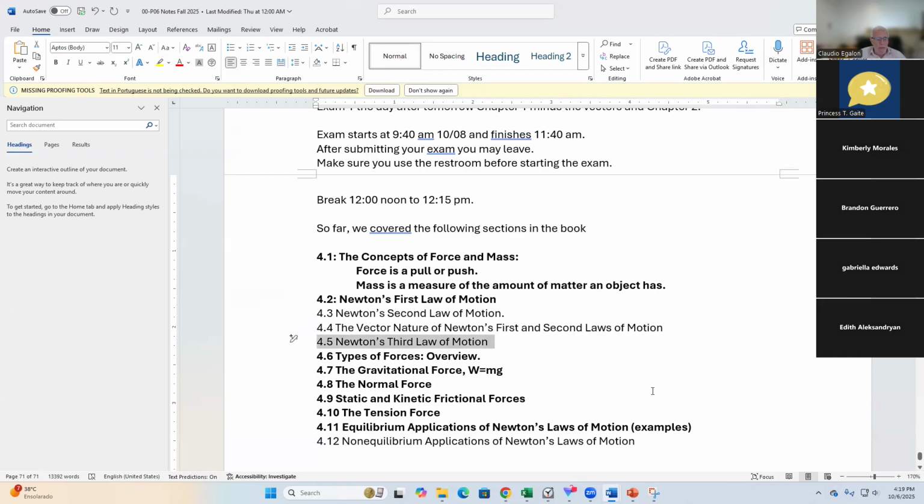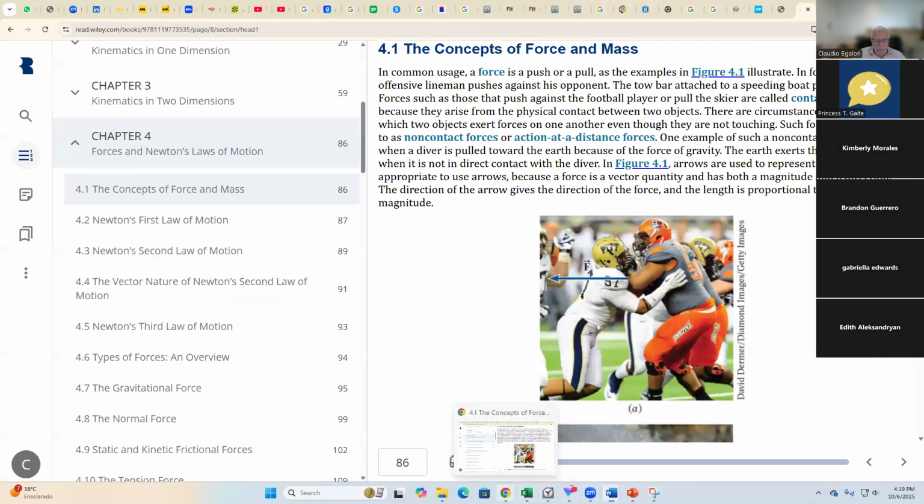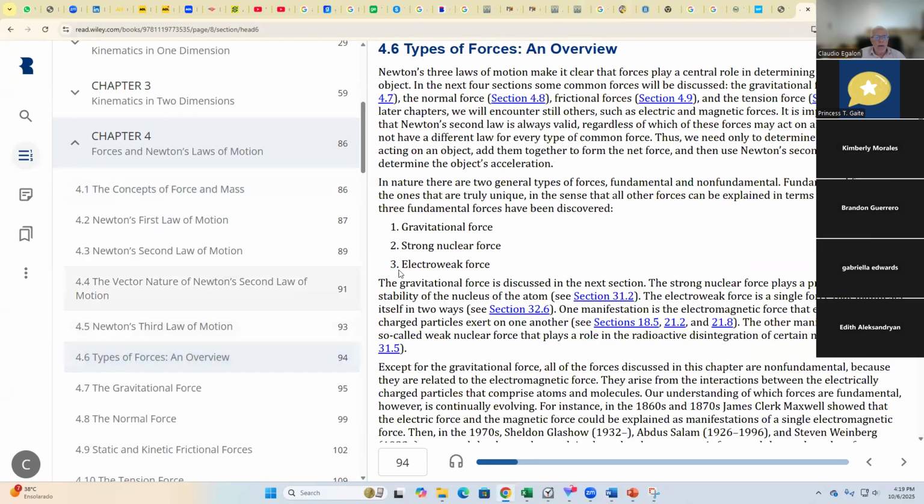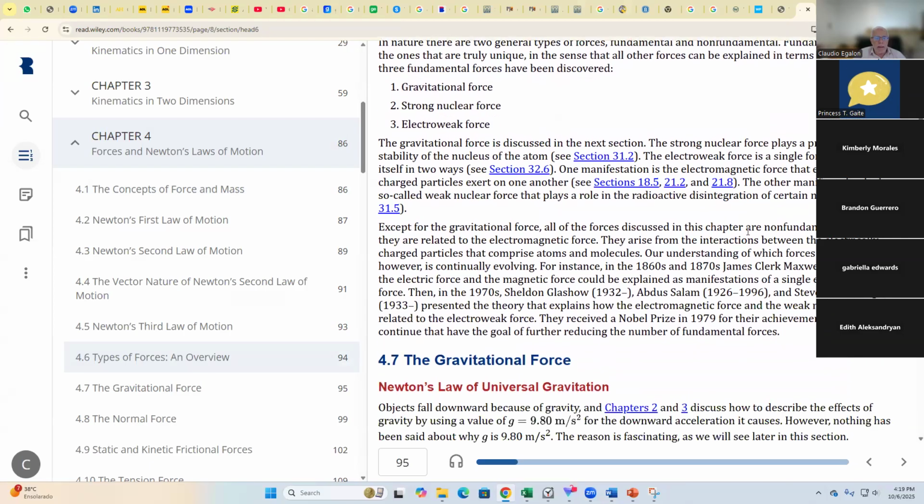We have Newton's third law of motion, which we didn't cover yet. Types of forces, gravitation. Let's take a look at how the book covered types of forces. Types of forces, an overview. See here: gravitational force, strong nuclear force, weak nuclear force, which I mentioned. You don't have to worry about those two, but you have to worry about this one. The gravitational force is the weight. That's a very short chapter. There's nothing much here.